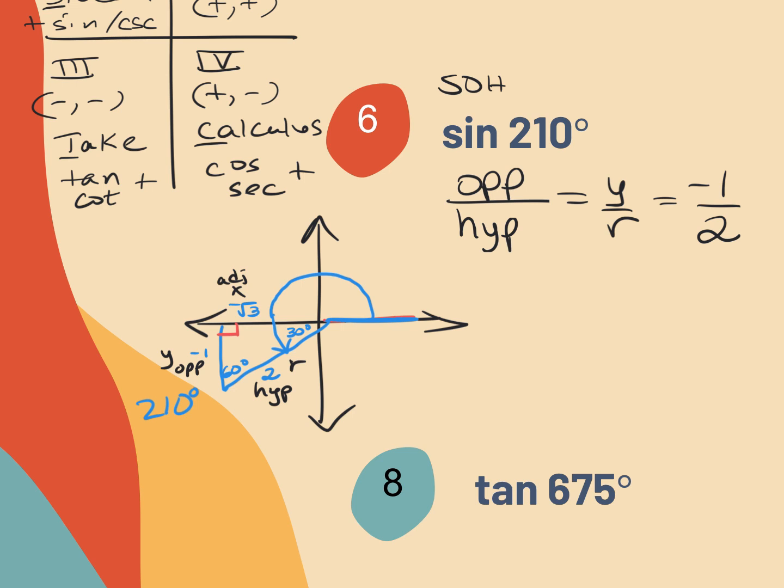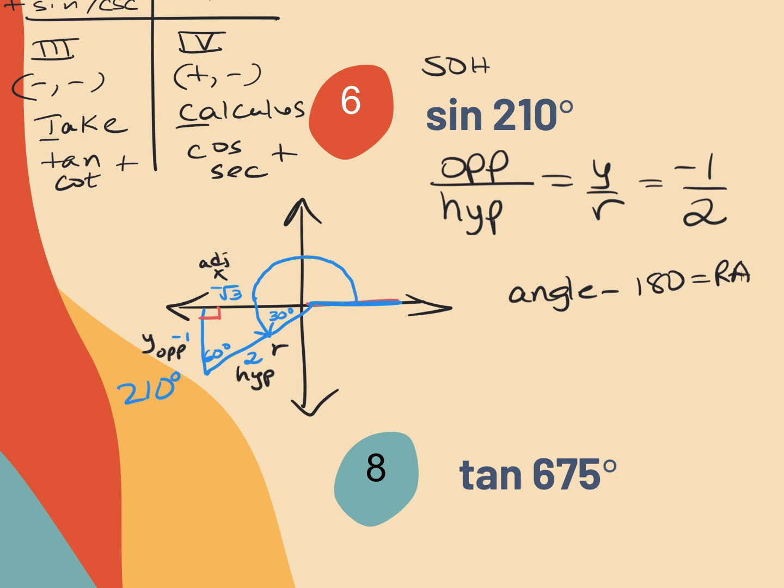The previous slide told you to find the value of your reference angle in quadrant 3, to take the angle measure and then subtract 180, and this gives you the reference angle, the RA. So if I did 210 minus 180, I get my 30 degrees. So as long as you understand where this angle is ending up, you can also do that calculation to get the reference angle, and then just draw your triangle, not necessarily in the coordinate plane. Let's try the next one.